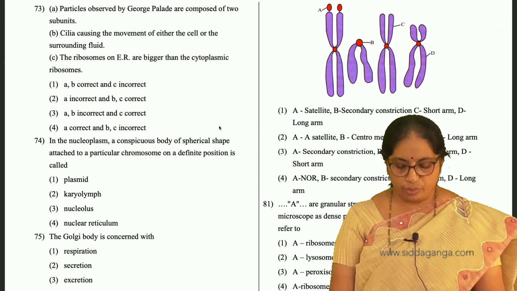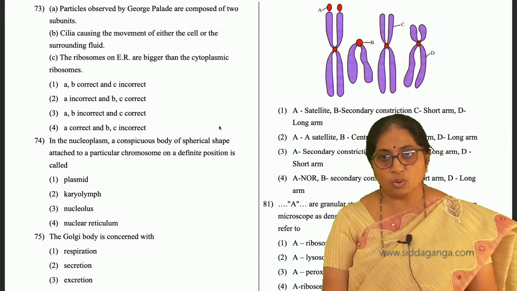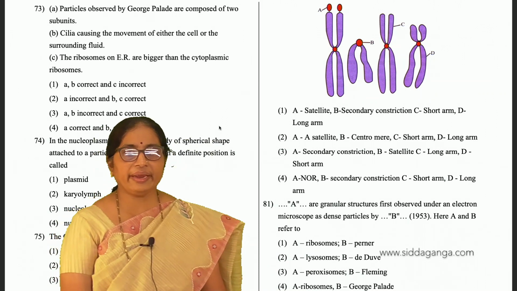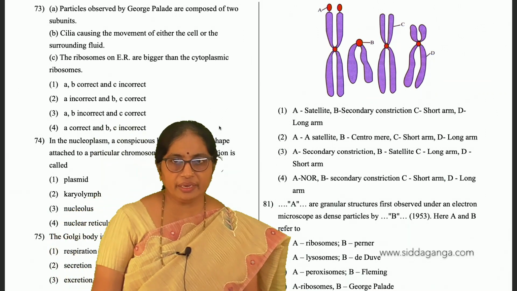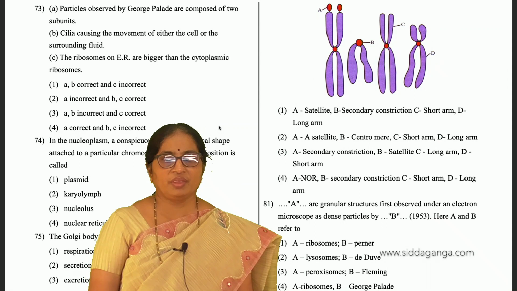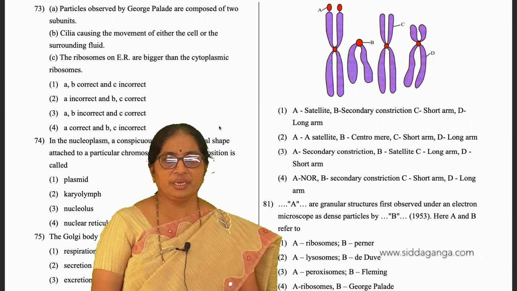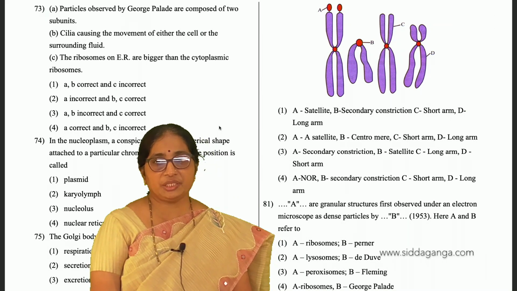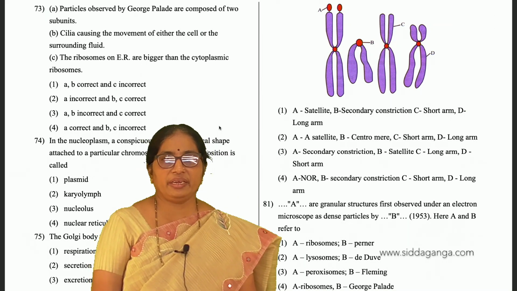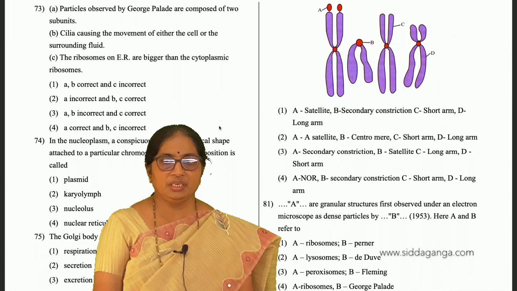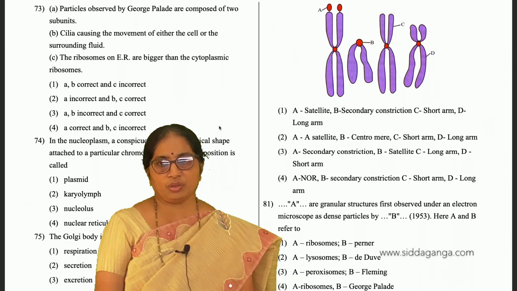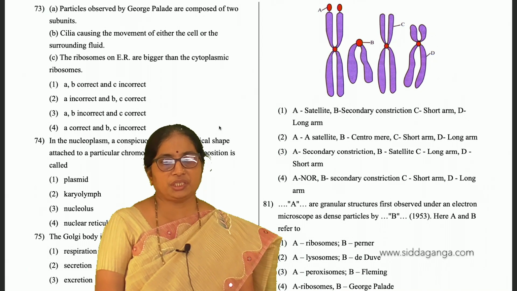So now look into the options. Option 1 tells that A is satellite, B is secondary constriction, and C is short arm, D is long arm. So, of course, A is satellite, but B is not the secondary constriction. C is the short arm, of course. D is the long arm, of course. But B is not the secondary constriction, but it is centromere.